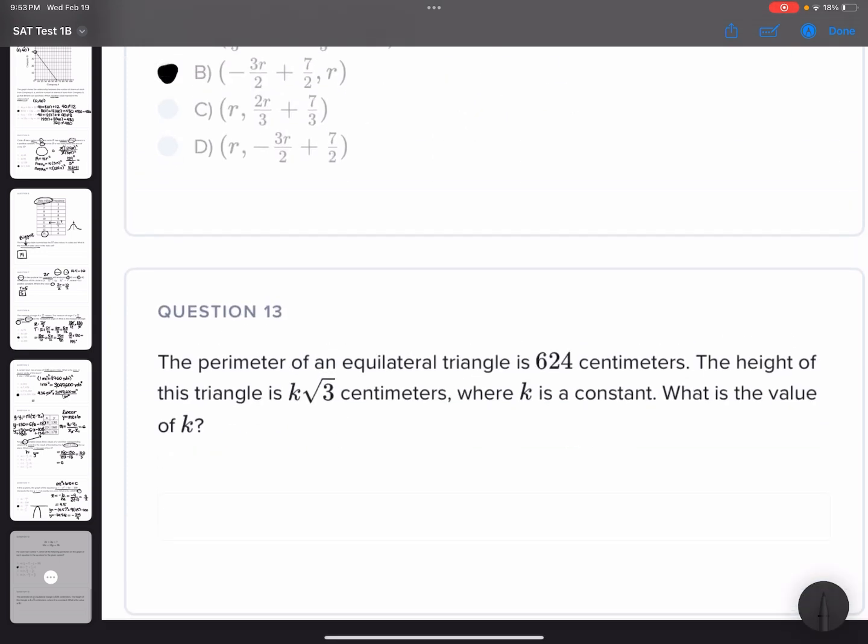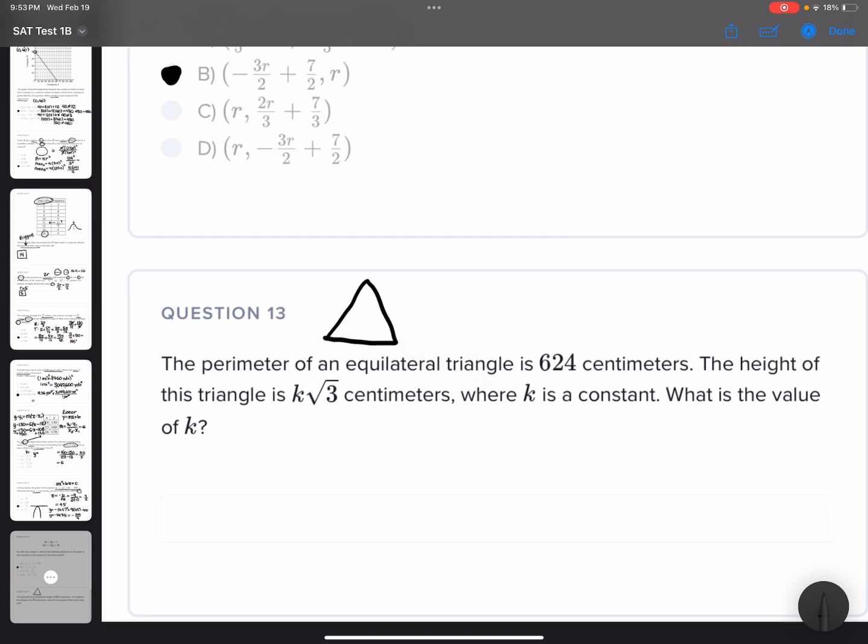So 13 is a free response question, so we're going to have to do a bit of work here. We can't just plug and chug. We are given that the perimeter of an equilateral triangle, so it has all 3 equal sides, is 624, and the perimeter is just the length of each side combined. So if each side is equal, divided by 3, each side would have to be 208, all right?